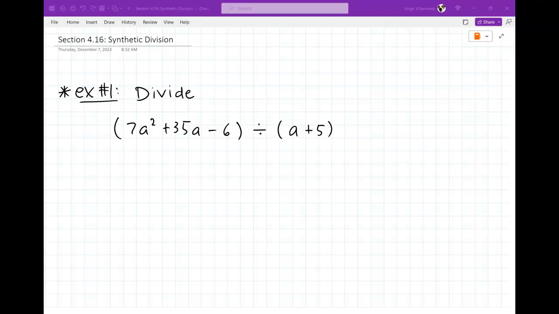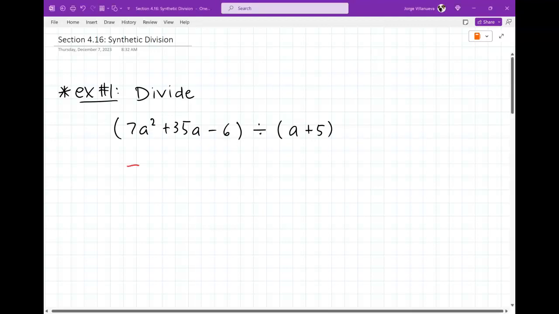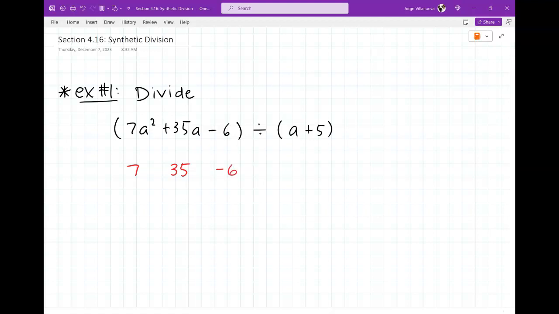You're going to get the coefficients of the larger expression, okay? The larger expression is 7a squared plus 35a minus 6. Just the coefficients. Now, coefficients means the numbers, not the power, not the letter, the numbers in the front. So, I'm going to write 7, 35, negative 6. Okay? So, I'm going to write that first.